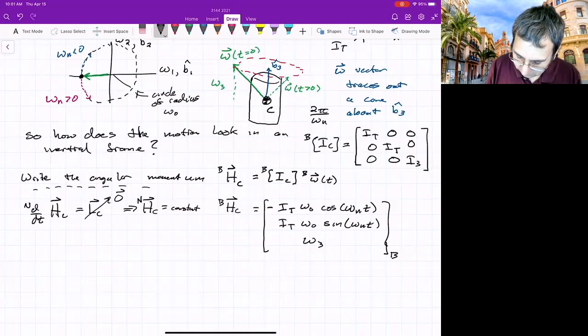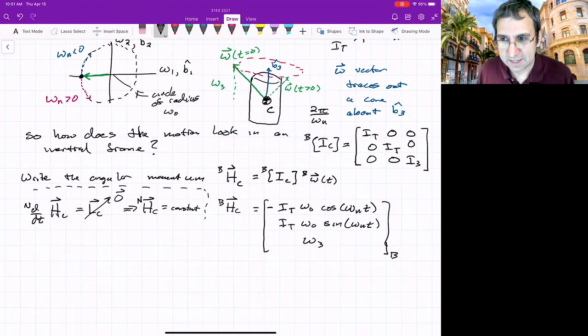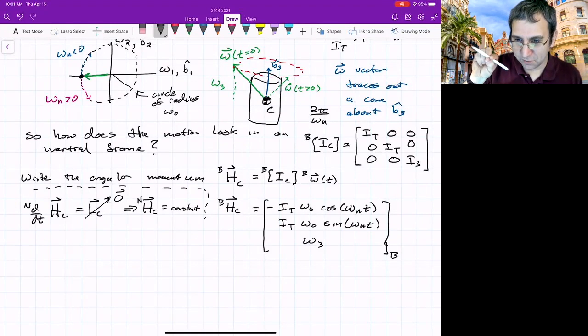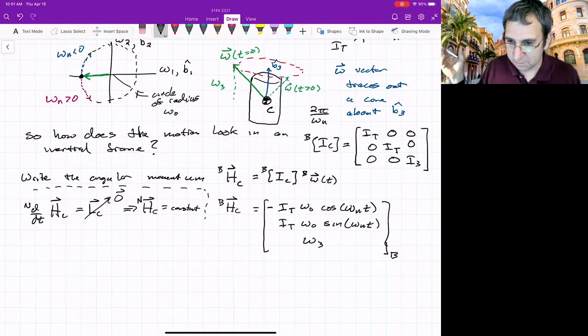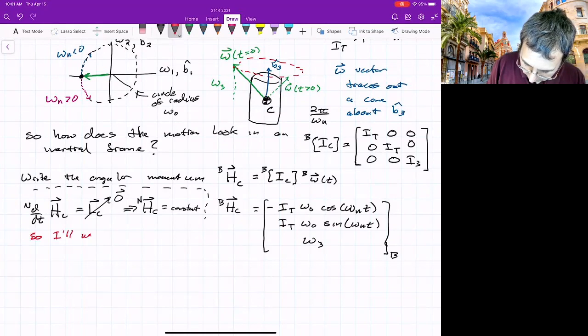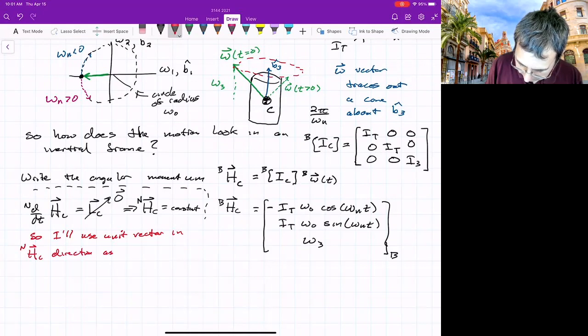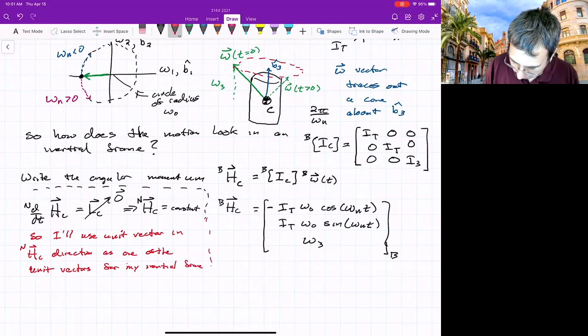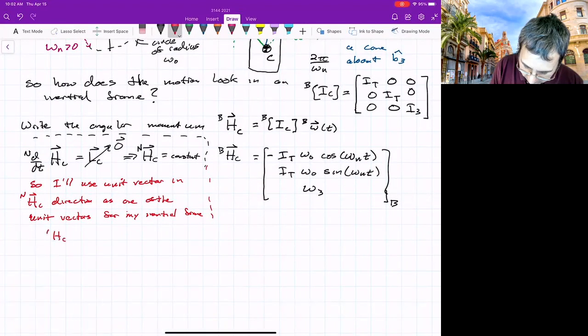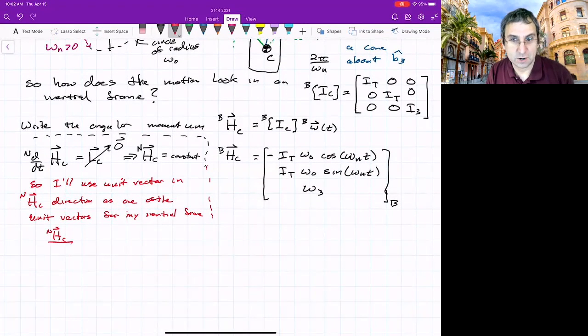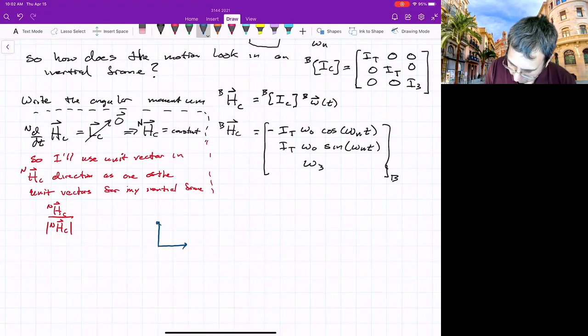So that suggests maybe I should use that as one of the directions for my inertial frame, just to make life a little bit easier. I'll use the unit vector in the HCN direction as one of the unit vectors for my inertial frame. HCN is not necessarily normalized. To normalize means to make it equal to 1.